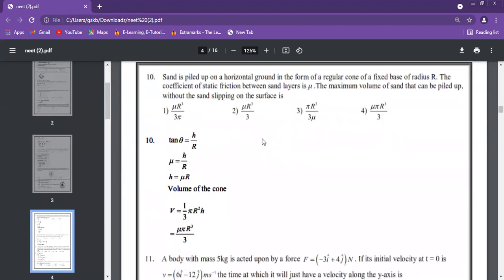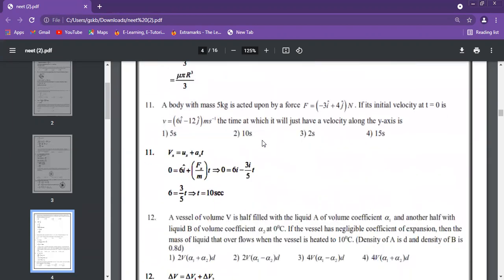Next. Maximum volume, they ask, slipping of the surface. And here, the motion is only along the y-axis, which means the x component you should take as 0. That's why I'm using the formula Vx is equal to Ux plus At. Only the y component is there, so the x component you take 0. Here Ux is 6, and the value of Fx they gave is 3. So here you see. Okay, 10 seconds will come.